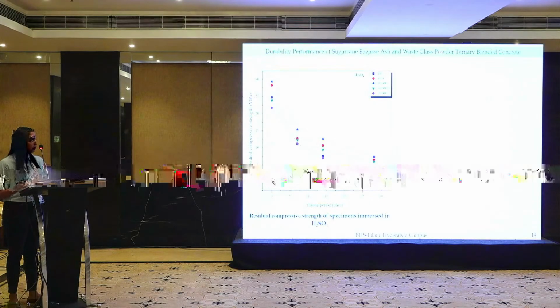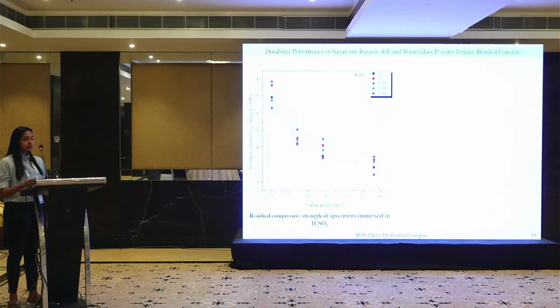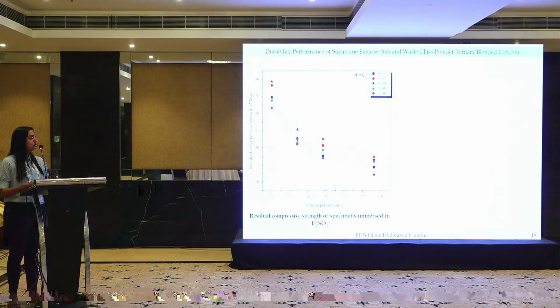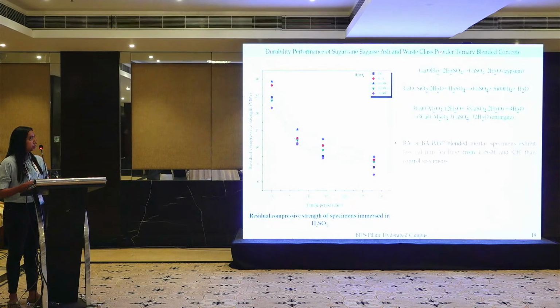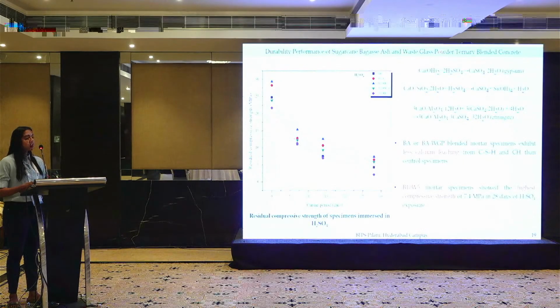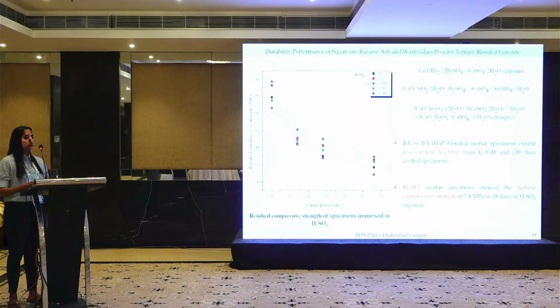This is the residual compressive strength of specimens immersed in H2SO4. With respect to curing period, the residual compressive strength is decreasing. You can see that the binary as well as the ternary blended concrete is performing better, and this is the reaction happening while immersing the specimens in H2SO4. Here the bagasse ash as well as bagasse ash and waste glass powder blended mortar exhibits less calcium leaching compared to the control specimen, and B10 W5 is performing better compared to all others.